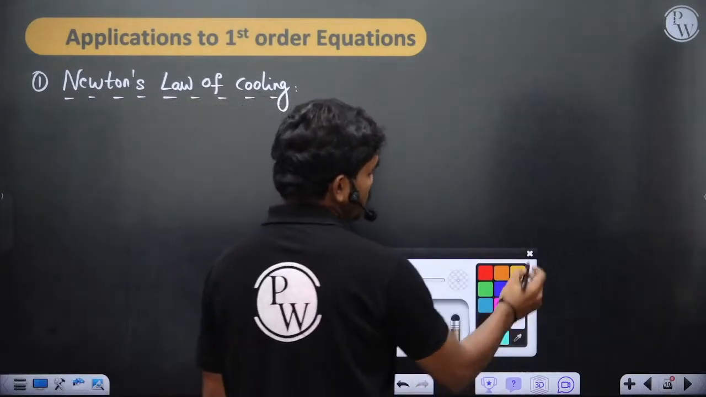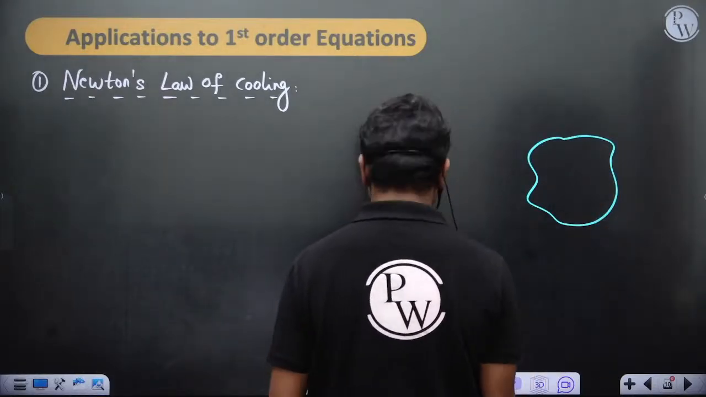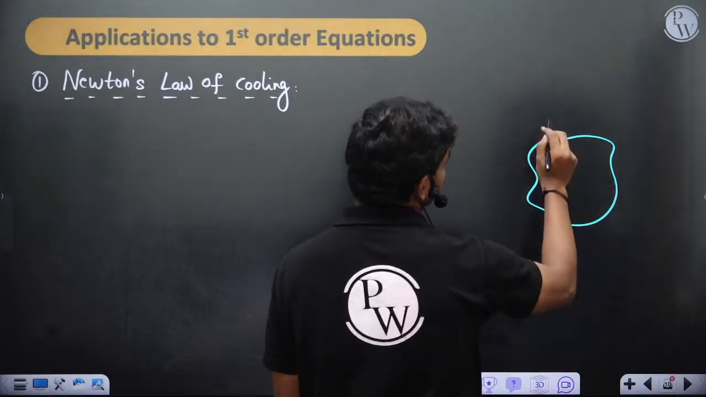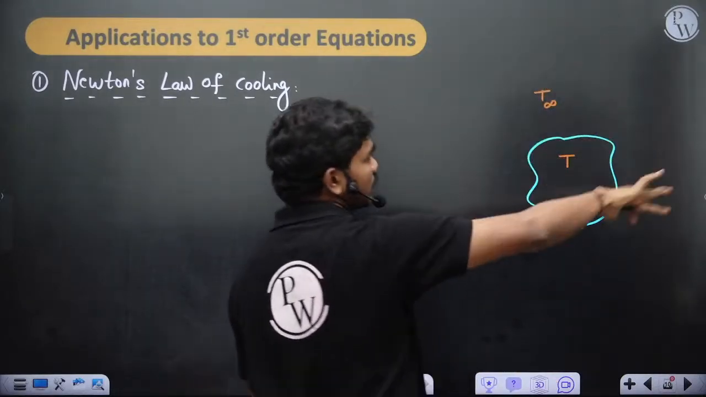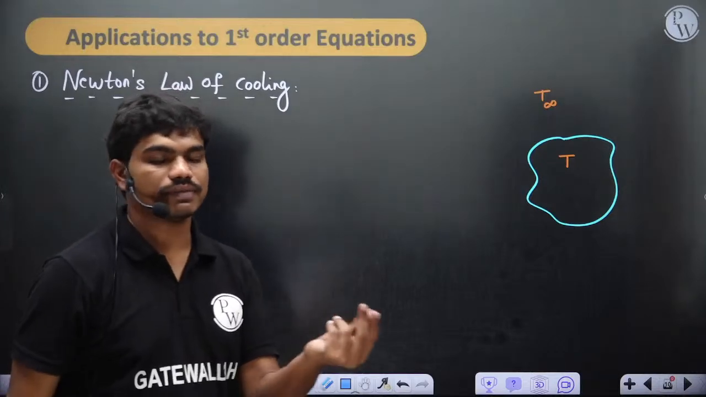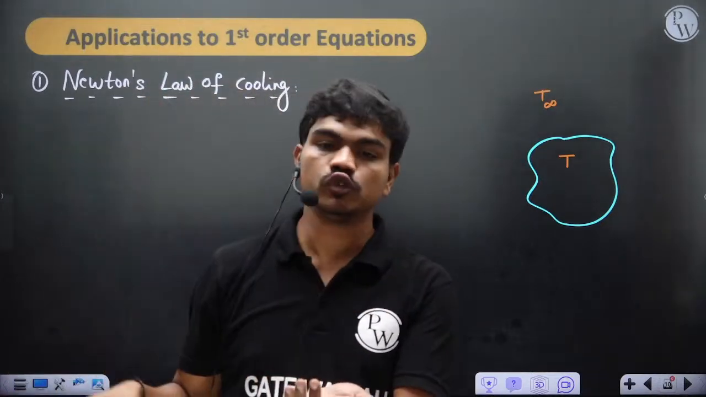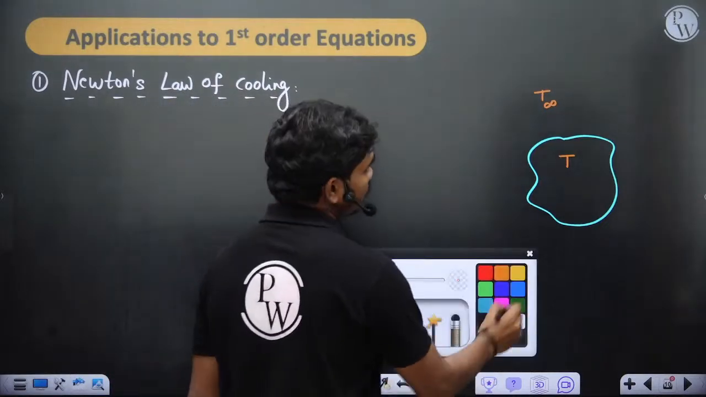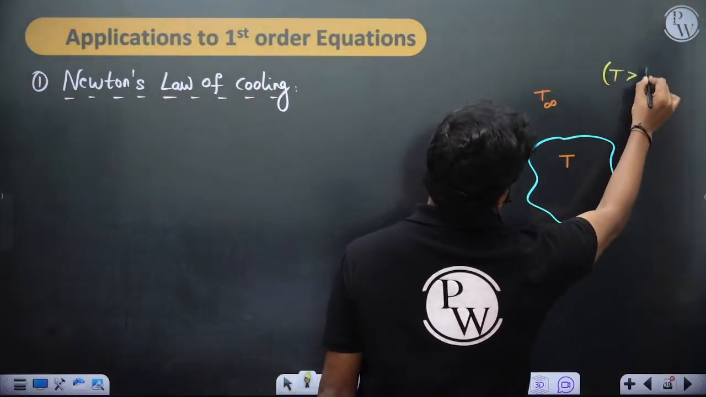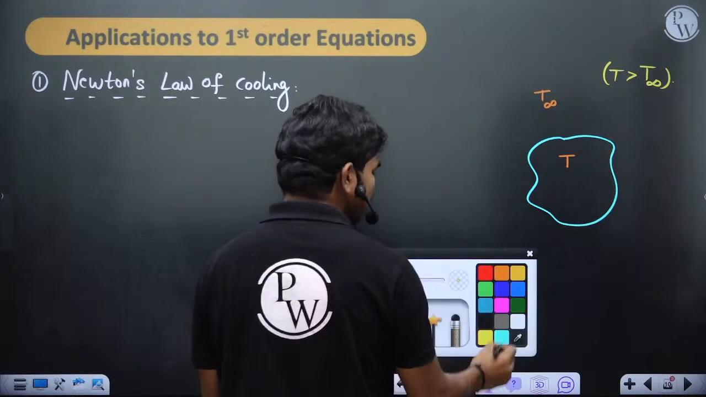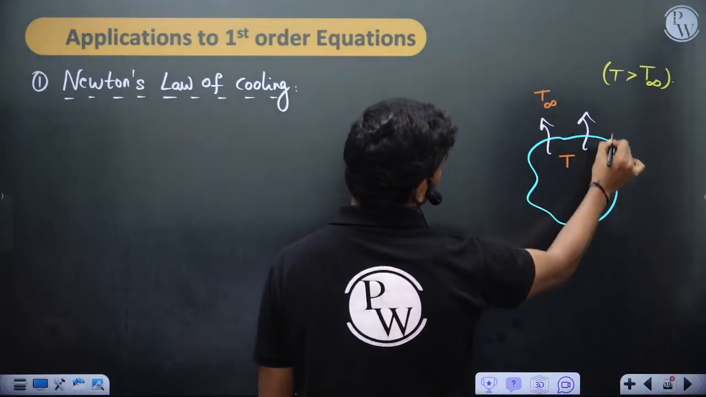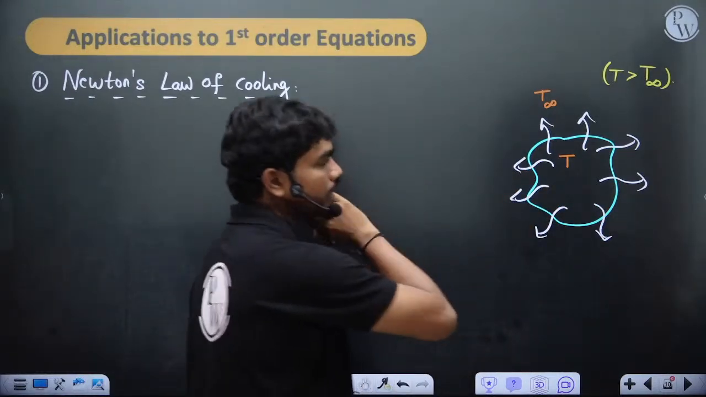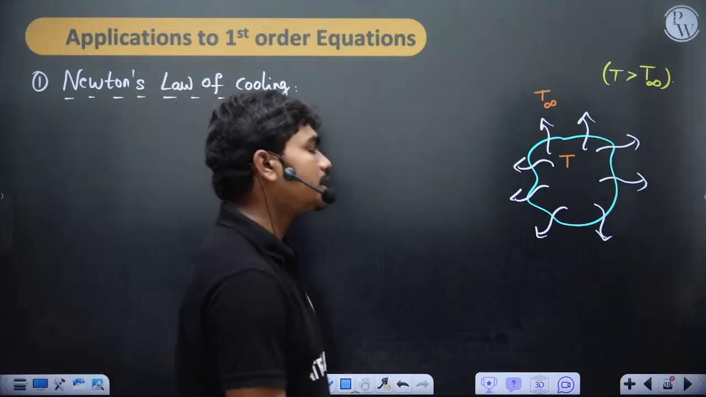So let's see, if you take a body, for example, having a temperature T at some time T, and the surrounding temperature is T infinity. If the surrounding is very big, for example if I place one small hot lead ball in this big room, then heat escapes from this ball. So if T is greater than T infinity, then heat flows outside this body, because by default heat flows from high temperature to low temperature.